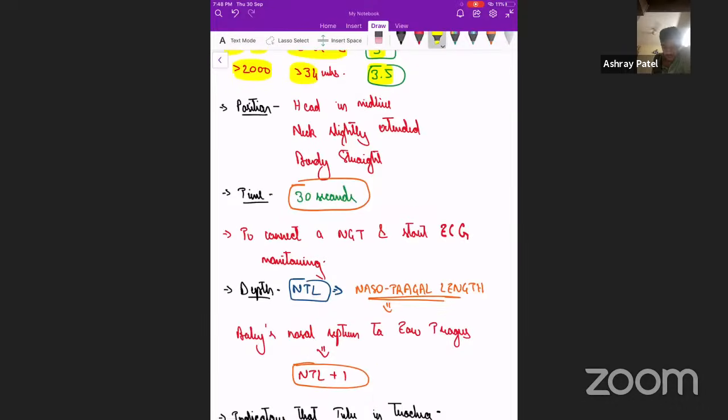Next, how do we position? Head should be in the midline. Neck should be slightly extended. You can take the help of a shoulder roll if you want. And the body should be straight. And the maximum time that can be given for intubation is 30 seconds. Okay, so if you are not able to secure it in 30 seconds, we'll have to go ahead with a laryngeal mask airway. Okay, fine. So that is why the need for an advanced NRP trained personnel comes in.